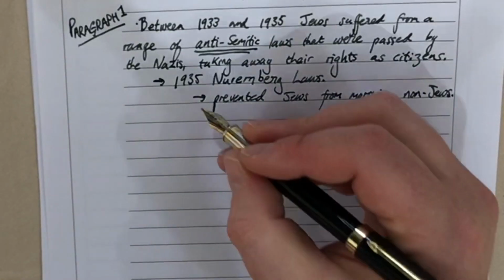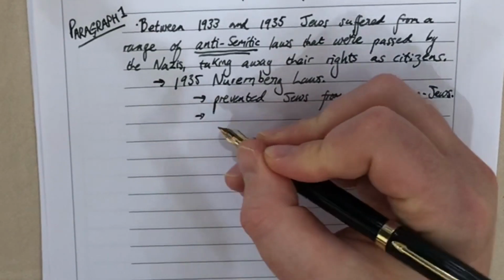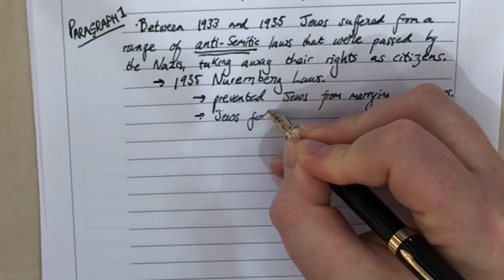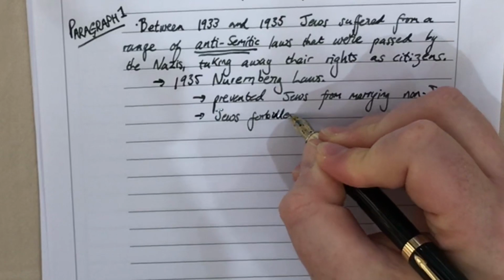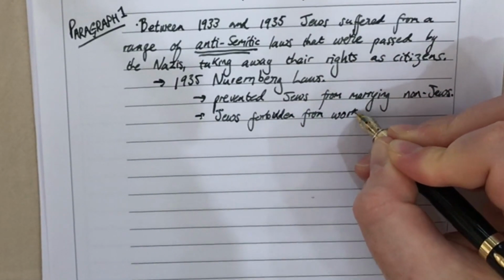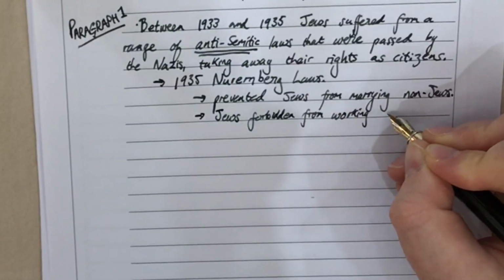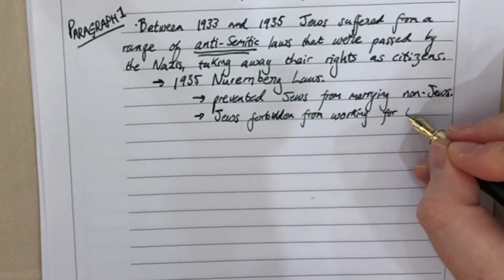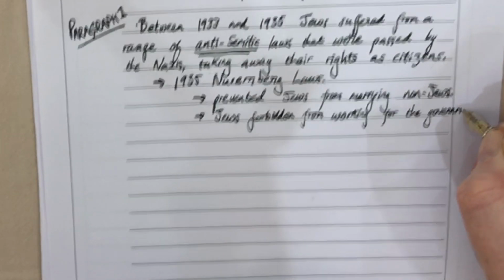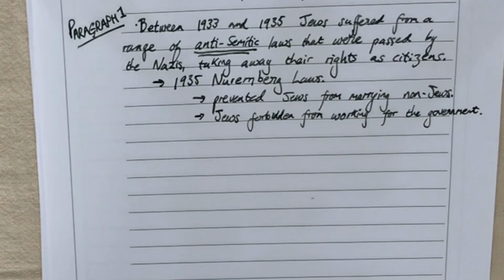And we might include another example, such as Jews forbidden from working for the government. Two good bits or three good bits of evidence in there to support our point.